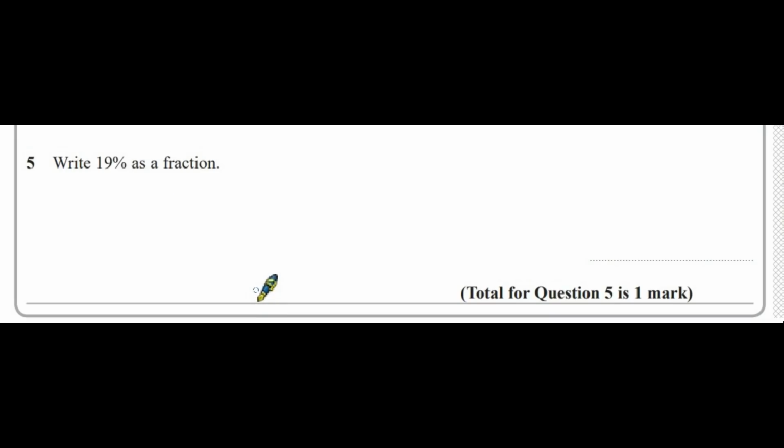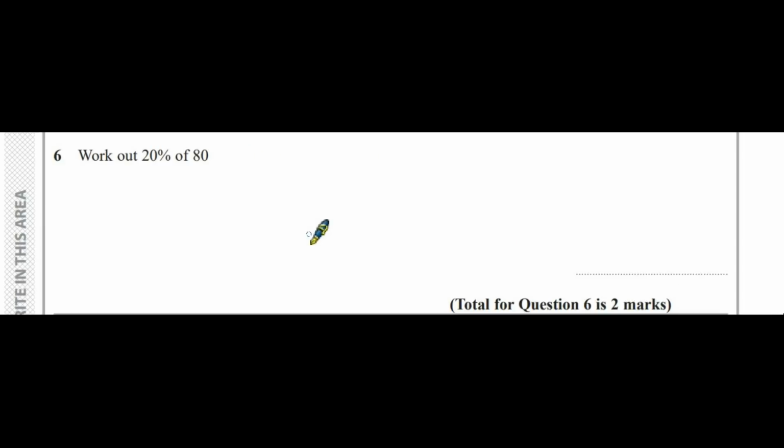Question 5 simply asks us to write 19% as a fraction. Well, the simplest way to write a percentage as a fraction is to simply put it over the number 100. 19% is 19 hundredths. The next step we would do would be look to simplify that, but as there is not a number that will divide exactly into both 19 and 100, we're not able to do so, so 19 hundredths is our answer.